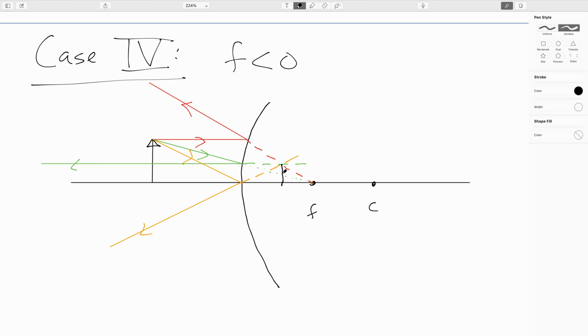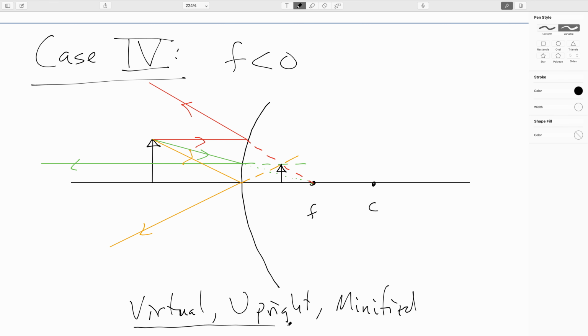And so we see that the image is virtual. It is upright. And it is minified. So this leads to a bit of a question.